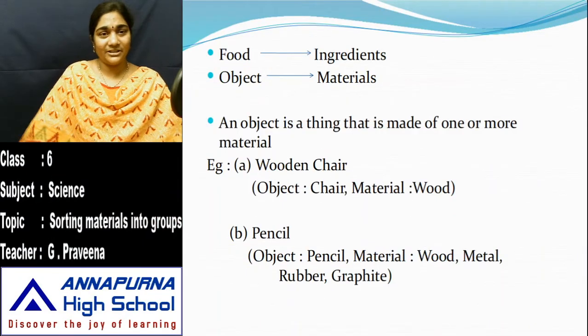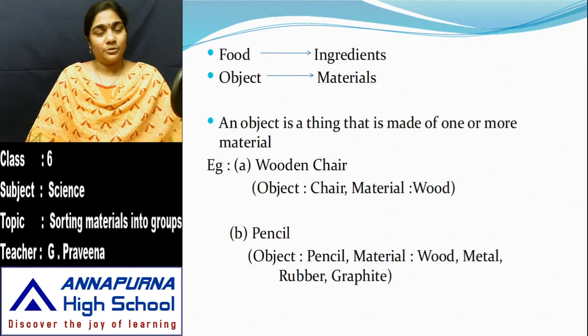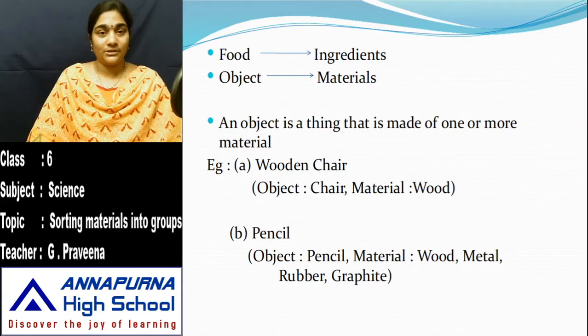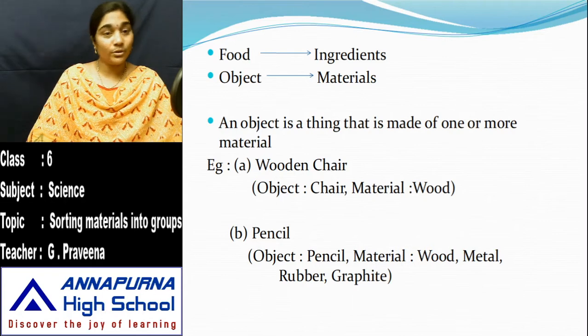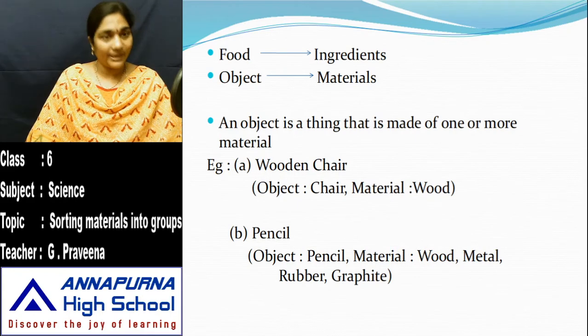Sorting materials into groups. To prepare a particular kind of food, we need ingredients. So, to make that dish, either a single ingredient or two ingredients are required. In the same way, the objects are made out of materials. So, to make or prepare a particular kind of object, either one material or two materials are required.